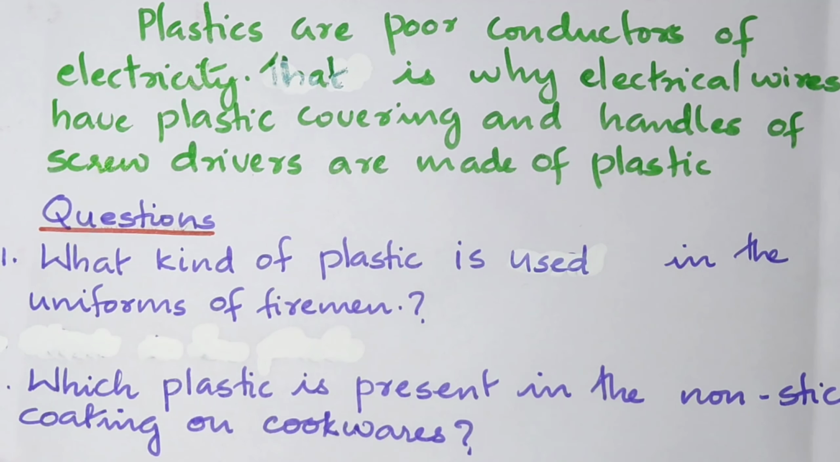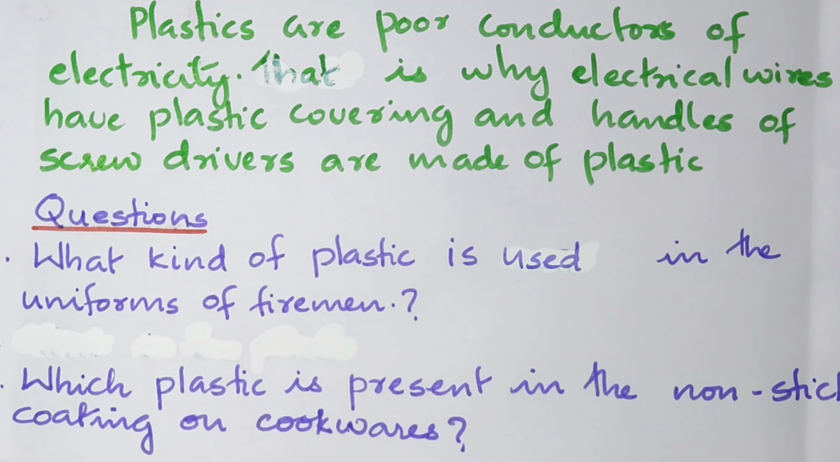Now come to the questions. What kind of plastic is used in the uniforms of firemen? Second question. Which plastic is present in the non-stick coating on cookware?